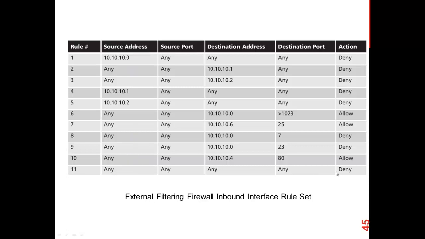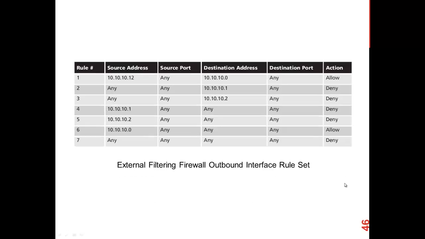Now you can imagine the other side of the coin is we could do an any allow, which says if I haven't written a rule for it, we're going to allow it in anyway, which is kind of counterintuitive. So to make our firewall as secure as we can, our last rule should be the catch-all any deny. Anything I haven't written a rule for, we have to deny access to it. You're going to see again the external filtering firewall outbound interface rule set, with source addresses going anywhere, and so forth. Again, the last rule, anything that I have not written a rule for, we must deny.